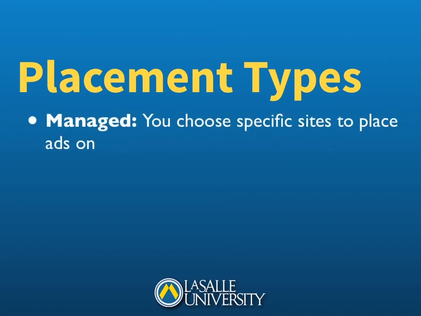So when you do a managed ad, that means you can choose specific sites to place ads on. I want this to be on New York Times, I want this to be on CNN, I want this to be on this website, that website that I've identified as valuable to me, and Google will tell me if I'm eligible, if those places have agreements with Google, and I can actually take out space there.